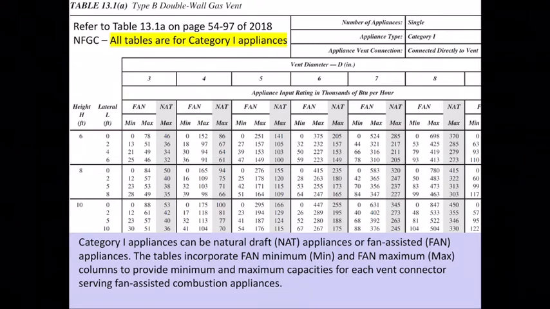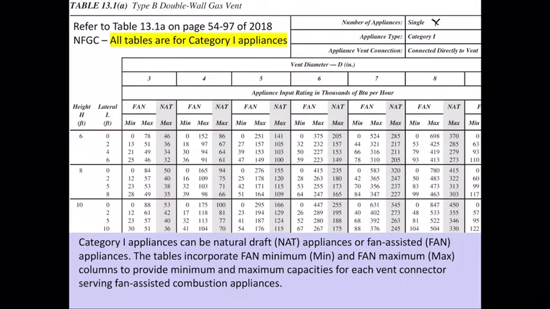So here is table 13.1A out of the code book. And in your code book, if you looked at the one that I'm looking at, that would be on page 54-97 on the 2018 code book. All of these tables are for category 1. I'm going to remind you, they are not for category 3, they're not for category 4 or category 2.